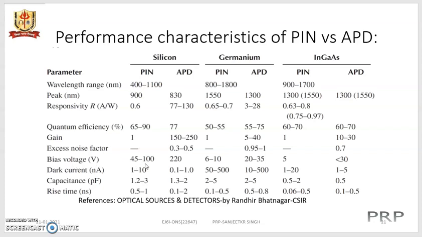For bias voltage, we can refer to 45 to 100 volt for the PIN, whereas for the APD we require a higher reverse bias voltage, and in the case of germanium it requires less as compared to silicon.